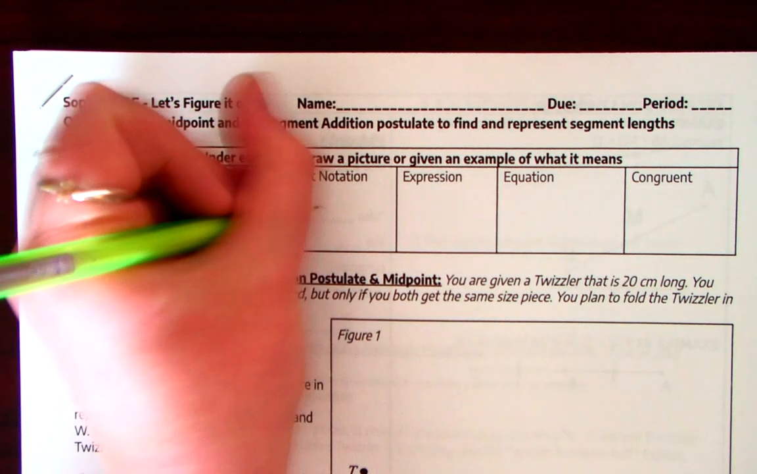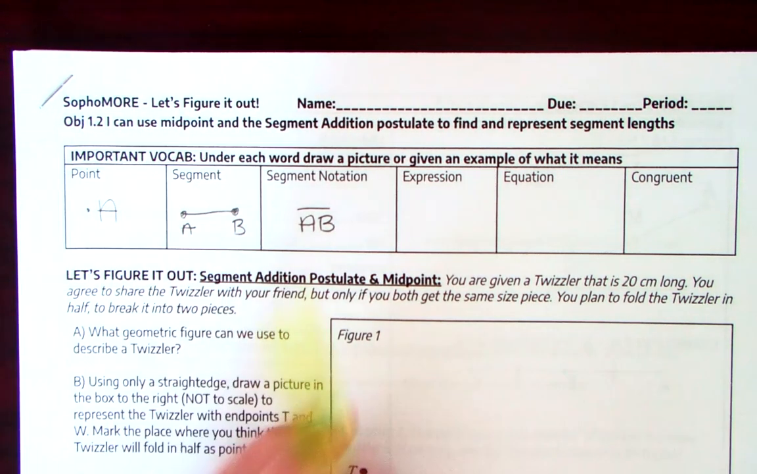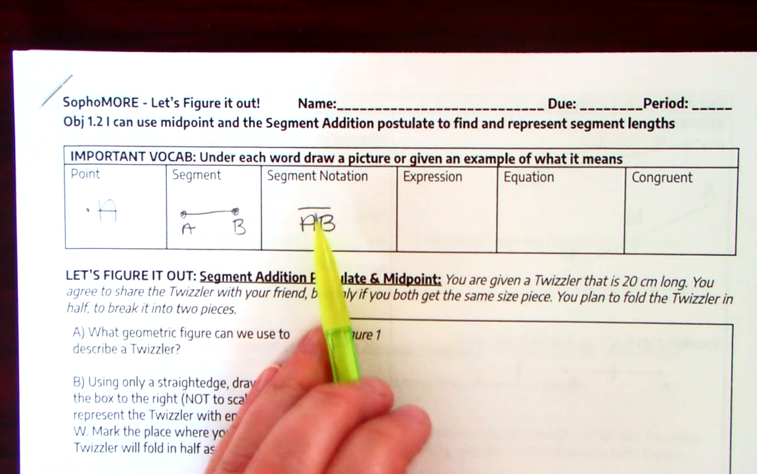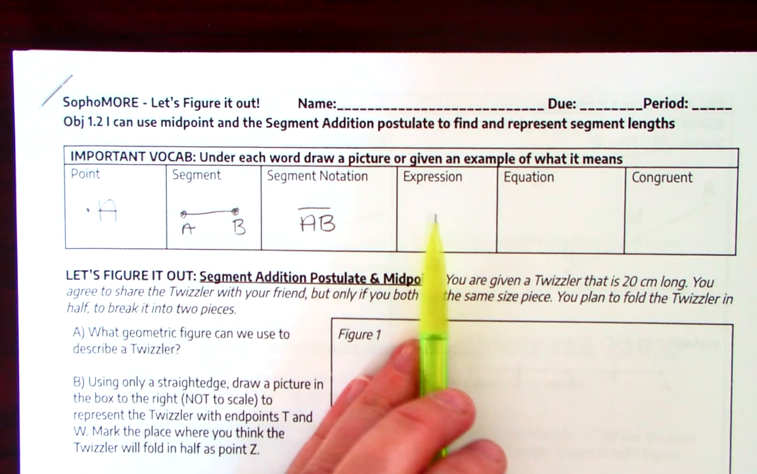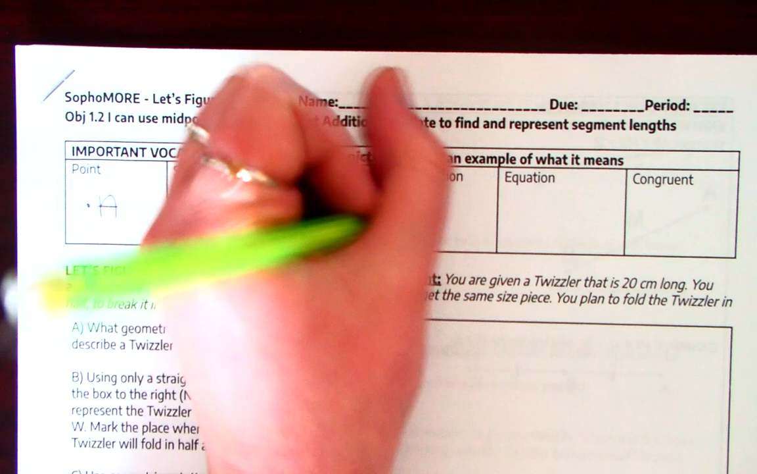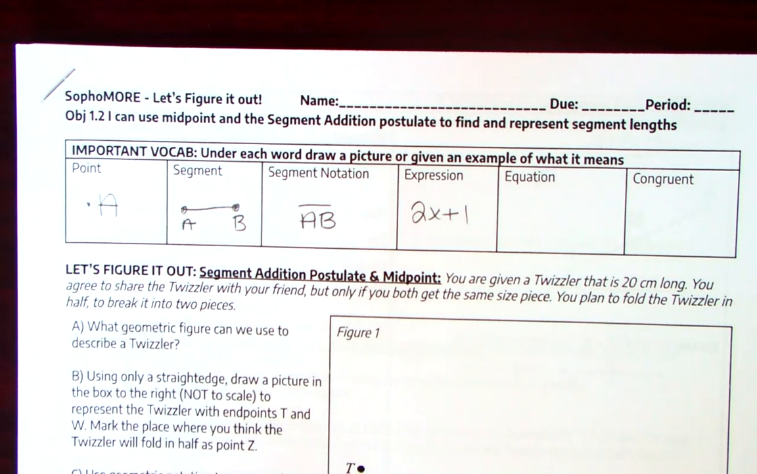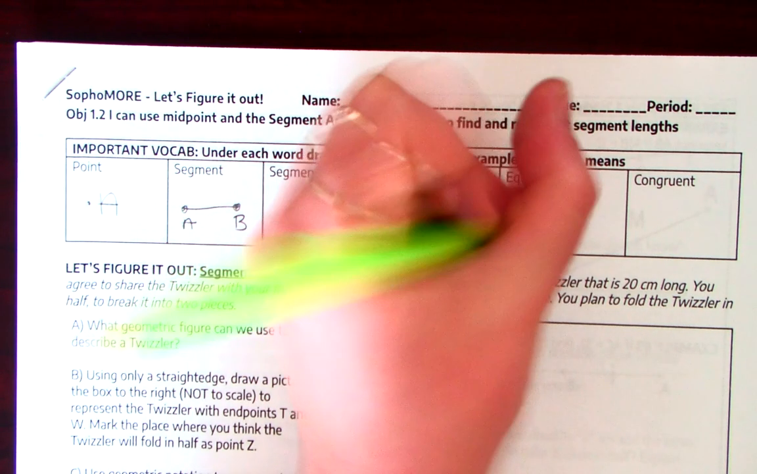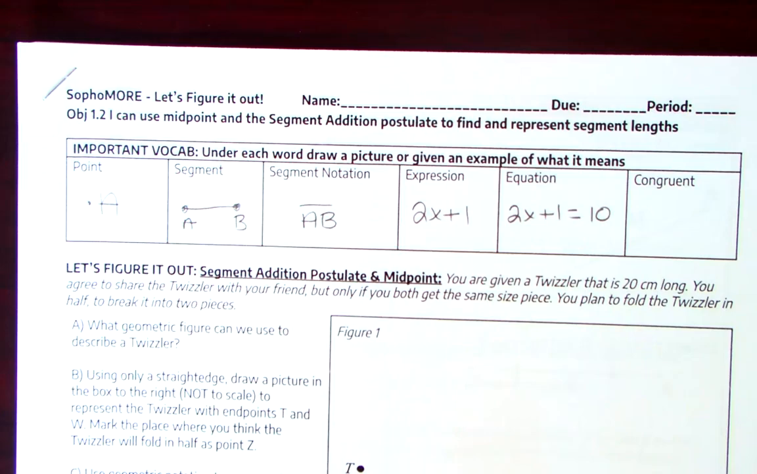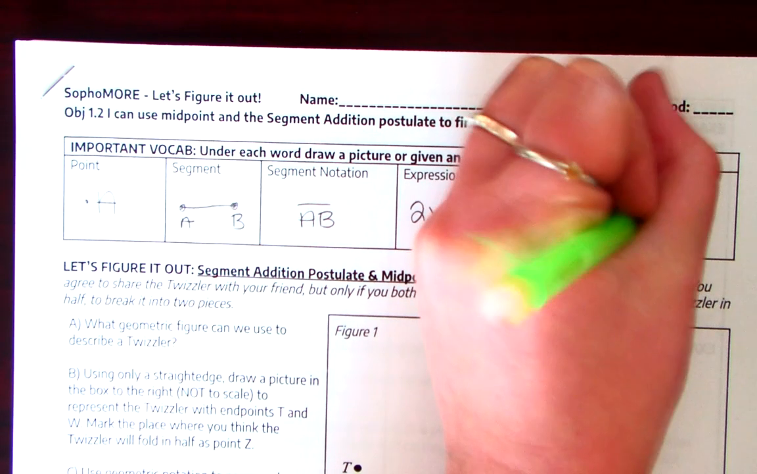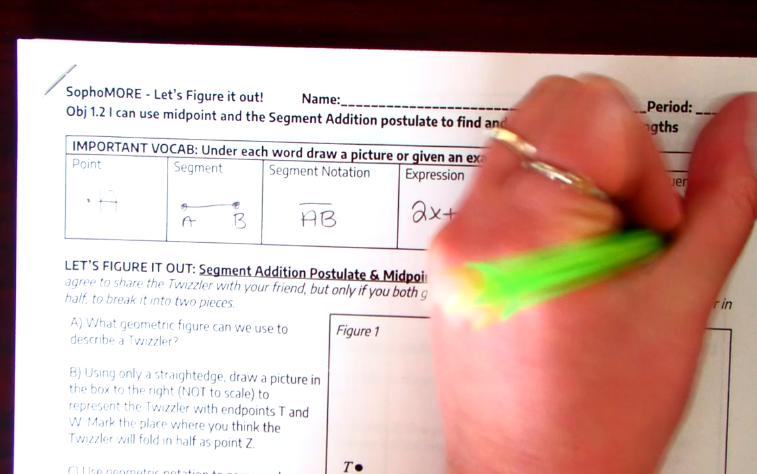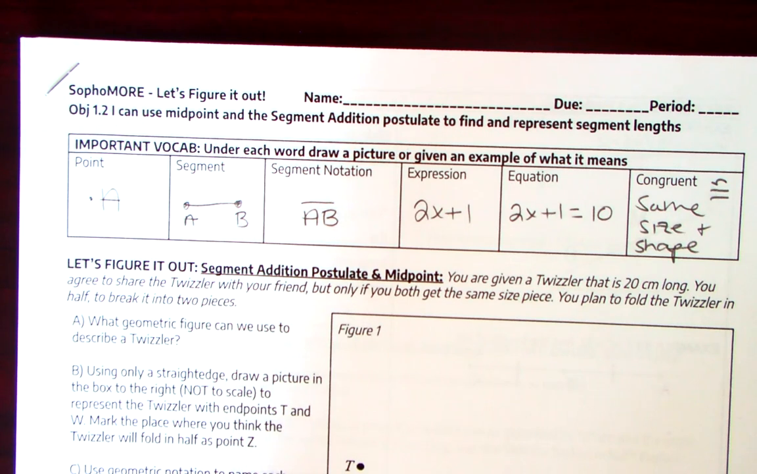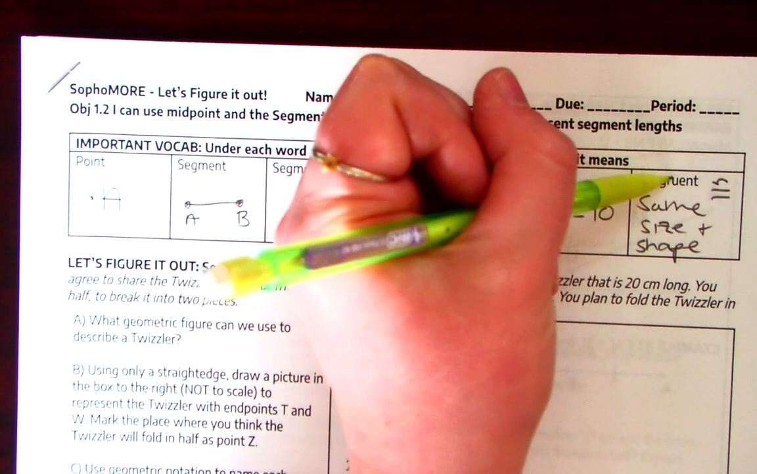We use segment notation to describe segments. So this is like the code to say segment AB, this symbol at the top, just a little line without arrows, and then the two endpoints. You'll see the word expression a lot. An expression is just something like this. It's a quantity with a variable in it, whereas an equation is when we set that expression equal to something. And then congruent means same size and shape. And then the symbol we use is like this little squiggle on top of an equal sign. This symbol means congruent.